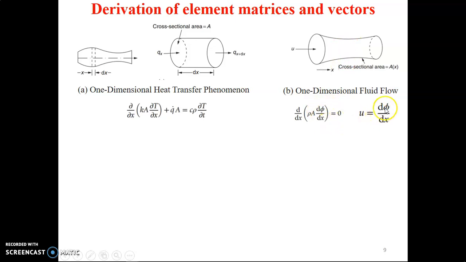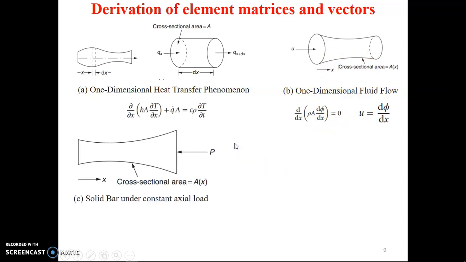The differentiation of phi with respect to x represents the velocity of the fluid at a particular cross section, and the multiplication of rho A and the differential of phi with respect to x represents the quantity of fluid flowing in the x direction at a particular cross section. The derivative of this quantity with respect to x represents the continuity equation in the x direction. And the third example is taken for a solid bar under constant axial load.